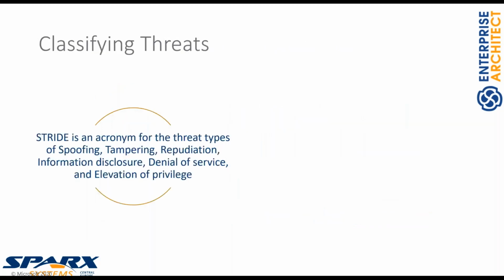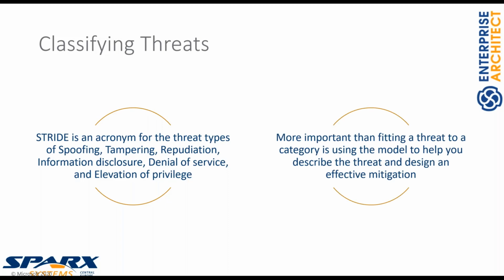To establish a taxonomy of the security threats, we use STRIDE. STRIDE is an acronym for the threat types of spoofing, tampering, repudiation, information disclosure, denial of service, and elevation of privilege. STRIDE is a way to find a wide variety of threats using these easy-to-remember threat types. Not all threats fit easily into a STRIDE category, and some threats might fit into more than one category.